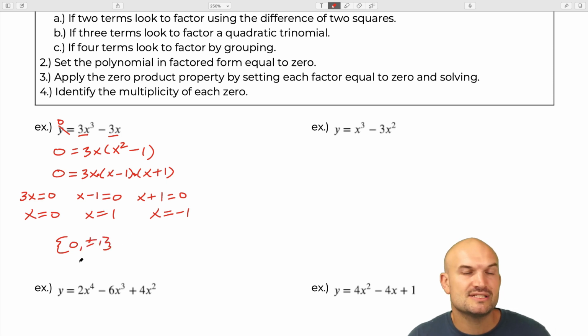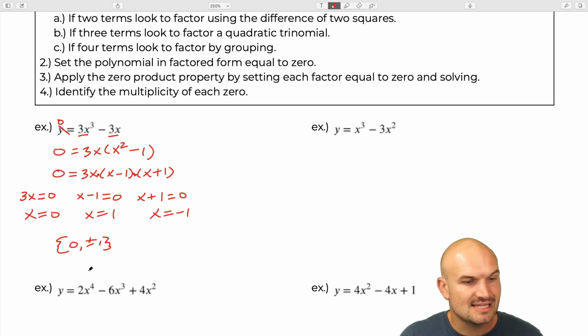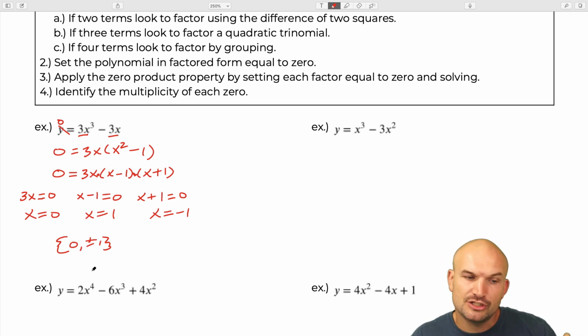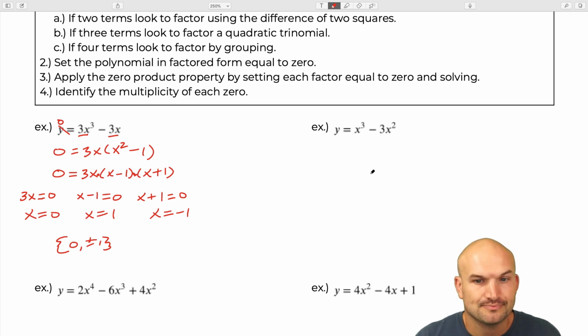Now, what I tell my students is that when we're identifying the zeros and I ask for the multiplicity, as long as they all have a multiplicity of 1, you do not need to include the multiplicity. But once we start getting into a higher multiplicity, make sure that you label those zeros with that. That's just something personally I do in my classroom.